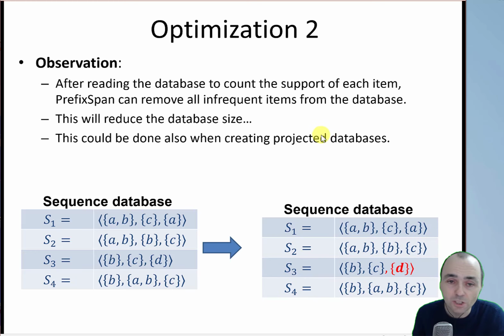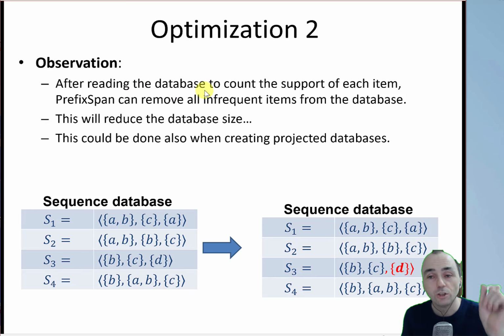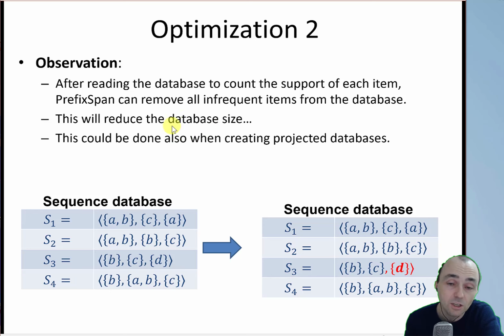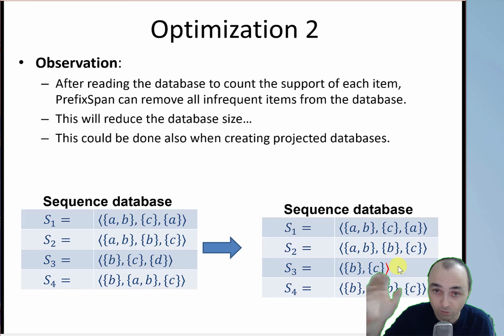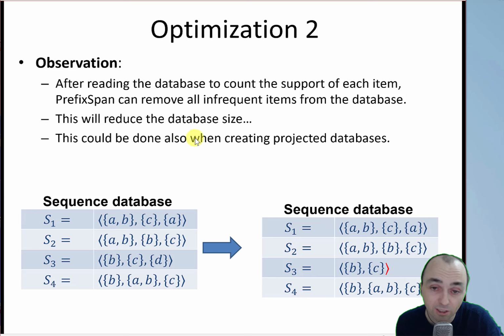Okay. Another optimization is the following. After you read the database to count the support of each item, PrefixSpan could remove all the infrequent items from the database. This will reduce the database size. So, for example, after you read the original database in my example, we find that D is infrequent. So we could remove the D, okay, as you can see here. So I remove the D. After that, every time I do the projection and scan the database, it will be faster because D will have been removed. We can do this at the beginning, or every time we make the projected database, we could remove the infrequent items. So this is also one important optimization to make PrefixSpan faster.